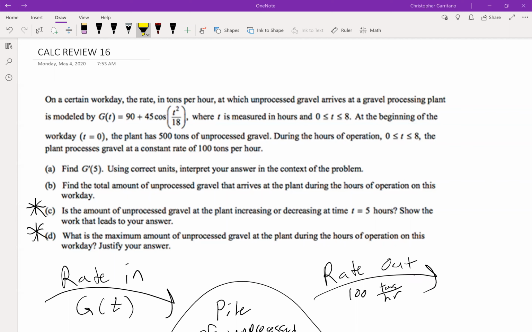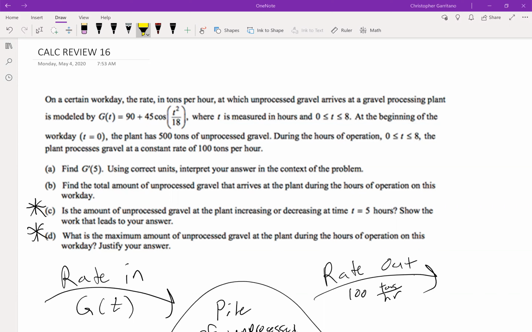And what that means is, the way I like to think of it, is a situation where there's just like a pile of something. It could be gravel, it could be bananas, it could be sand, it could be water. I know it's strange to think of a pile of water, but thinking of these problems in this way helps me visualize them in a simple way. So there's a pile, in this case, a pile of gravel. And there's always going to be some rate in function and some rate out function.